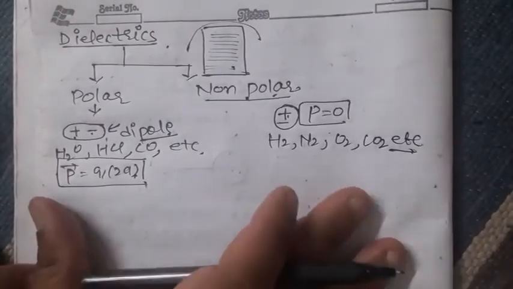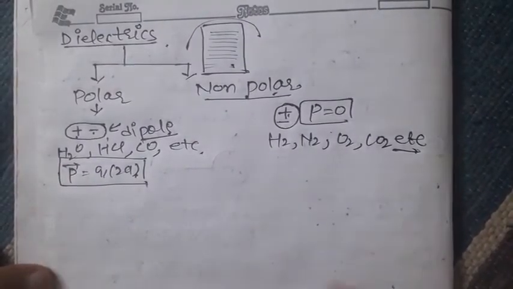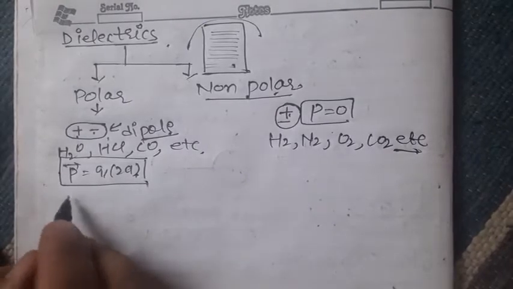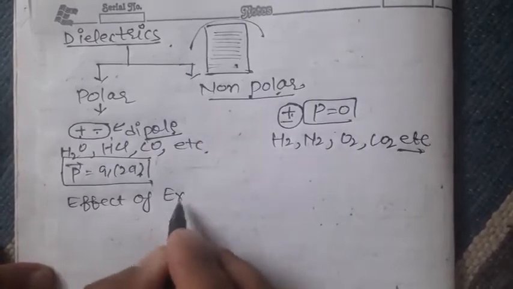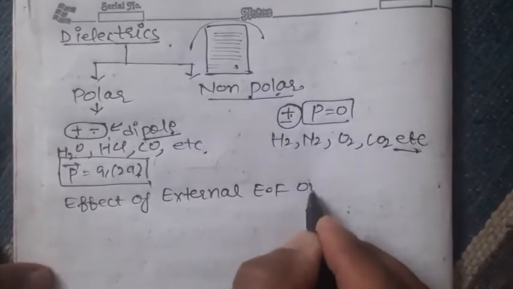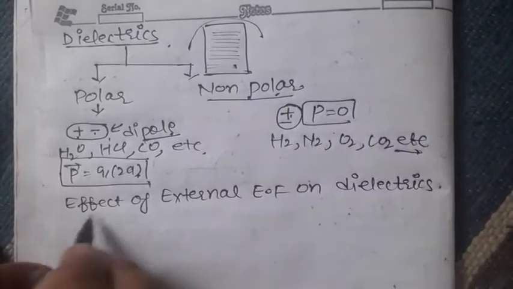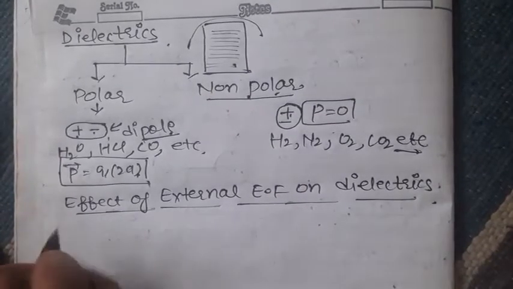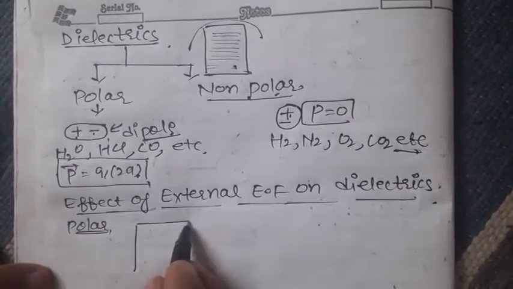Now let us see what happens when I place these two types of dielectric in an external electric field. Next heading: effect of external electric field on dielectrics. First I am taking polar dielectrics. Let us take a slab of polar dielectric.